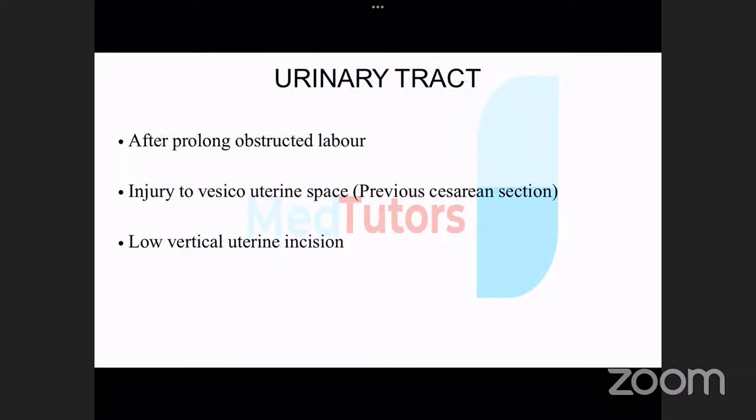There can be complications in the urinary tract, especially after prolonged obstructed labor. These injuries may encroach into the vesicouterine space, or they may be injuries that will be due to lower vertical uterine incision. So the injuries can be iatrogenic or de novo from the complication of the labor itself. So care and caution is important during the surgery. Next slide.